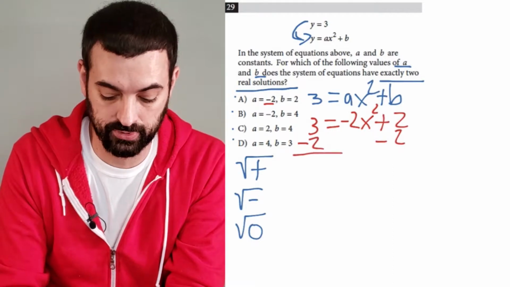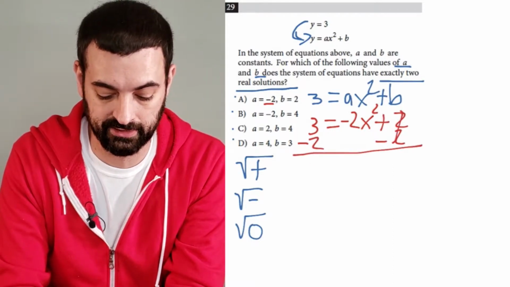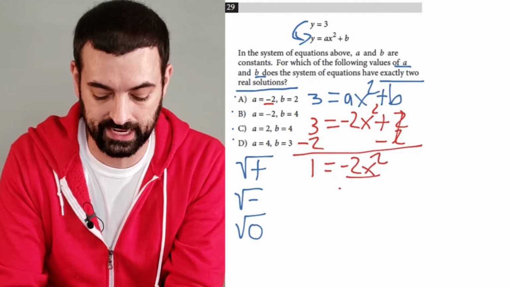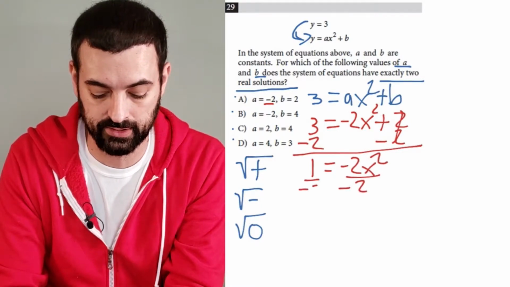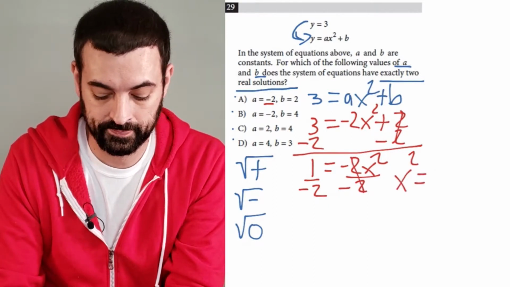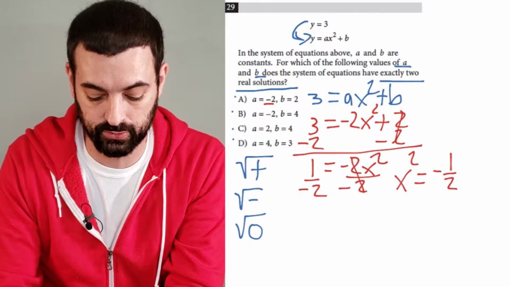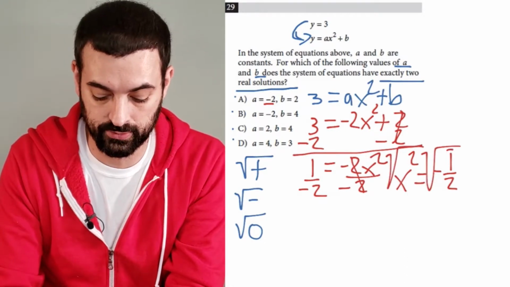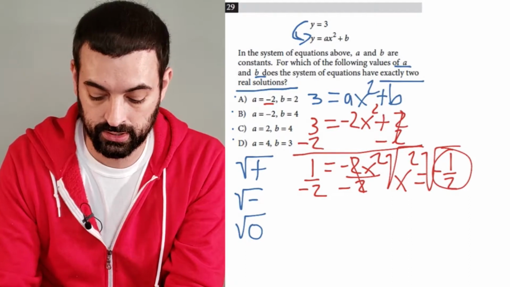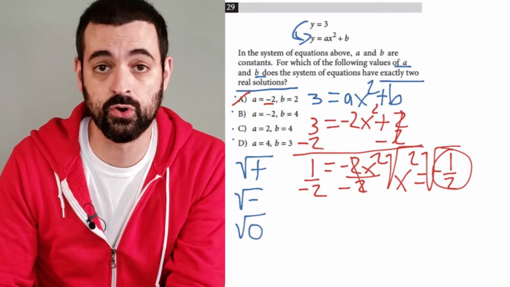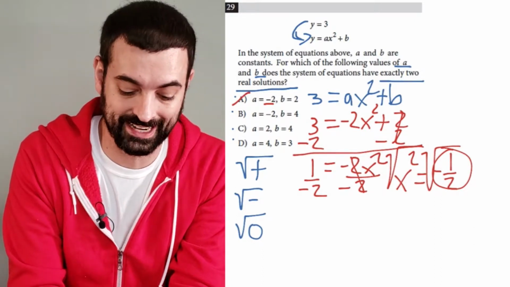Quick algebra, we'll subtract 2 from both sides. And 1 equals negative 2x squared, divide by negative 2, divide by negative 2. X squared equals negative 1/2. We take the square root of both sides. Negative under the radical, that has no real solutions. So answer choice A is out.